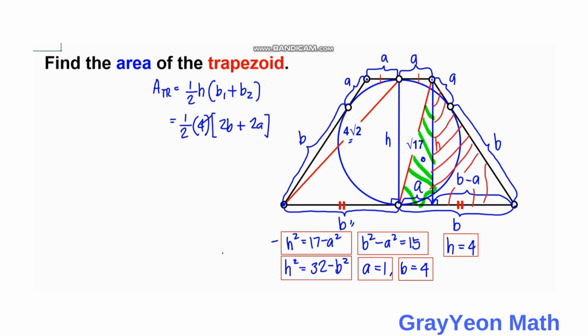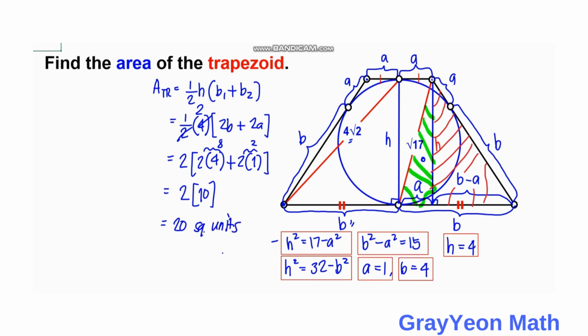Okay, so we can cancel this. So this is 2 times 2 times b, which is 4, plus 2 times a, which is 1. So just simplify things. We have here 8 and 2. We add 8 plus 2, so 2 times 10 gives us 20 square units for the area of the trapezoid. And that is our answer.